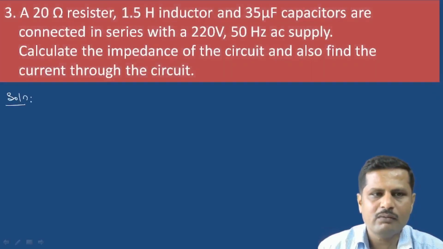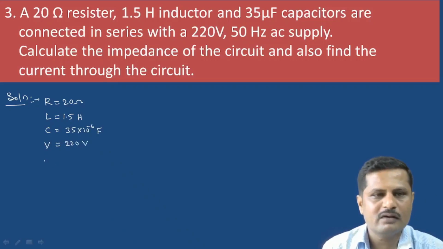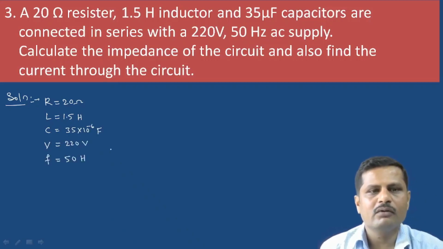So here we have a resistance, that is R equals 20 ohm, an inductor of inductance 1.5 Henry, and a capacitor of capacitance 35 microfarad, that is 35 into 10 raised to minus 6 farad, and the voltage applied across this combination is 220 volt AC supply, and the frequency is equal to 50 Hertz. Okay, now we need to find out the impedance.